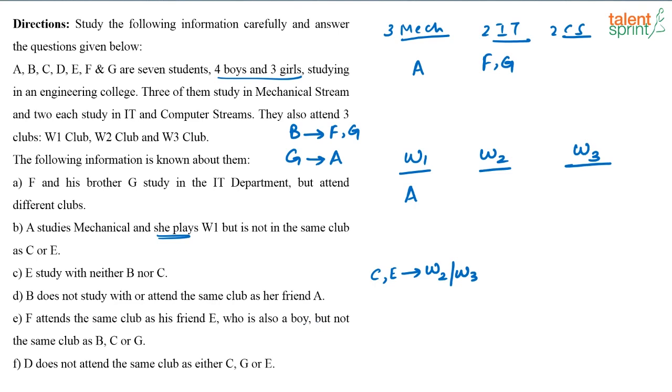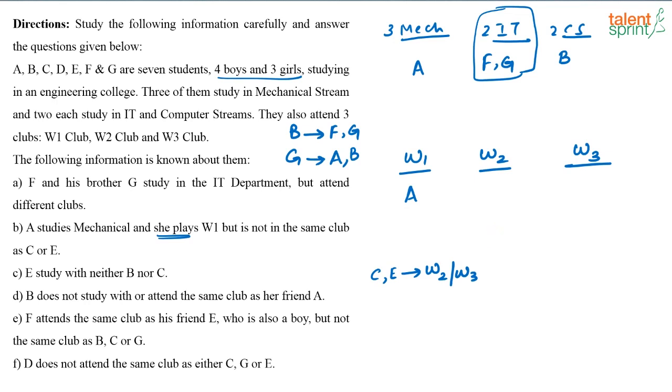So look at this statement. B does not study with or attend the same club as her friend A. Okay, so again I know that B is a female, right? See, B does not attend the club as her friend A. So B is the other female person in the group and B is not studying also with A. So here if you look at the branch wise division, F and G are already in IT. So IT is already taken and done and B cannot be in the mechanical department. So obviously B has to be in the computer science department.